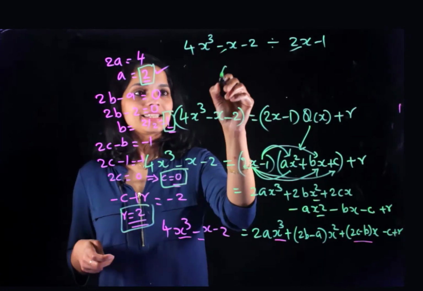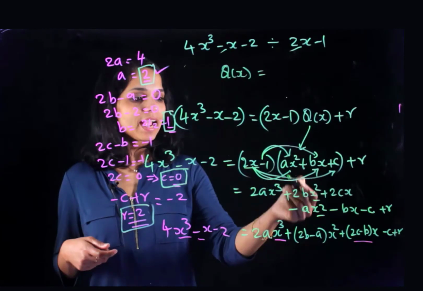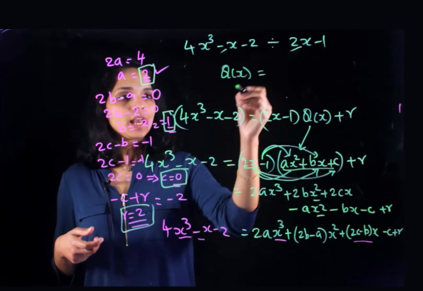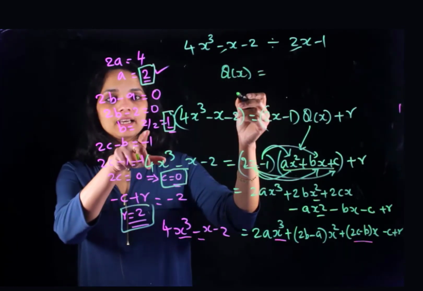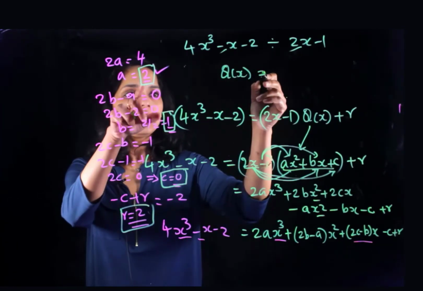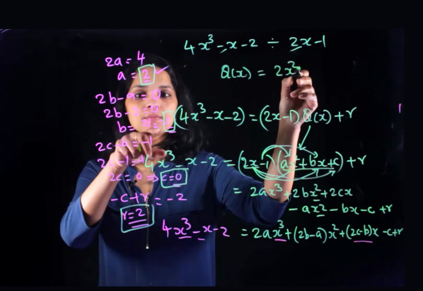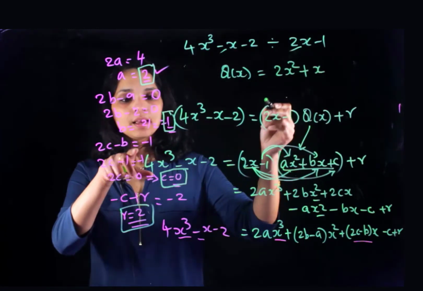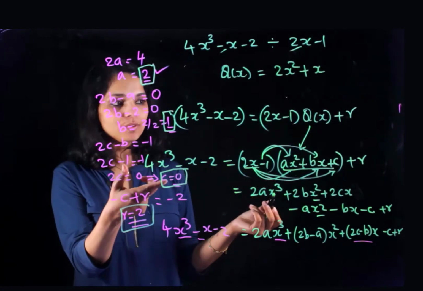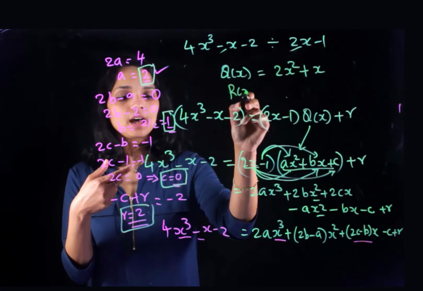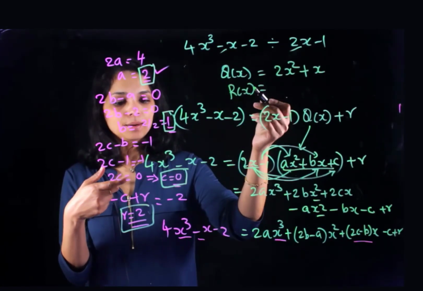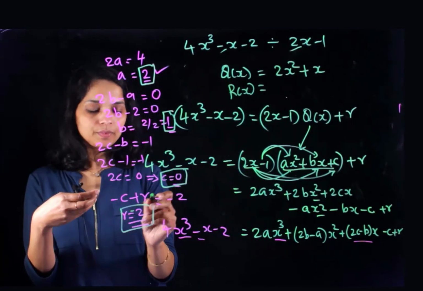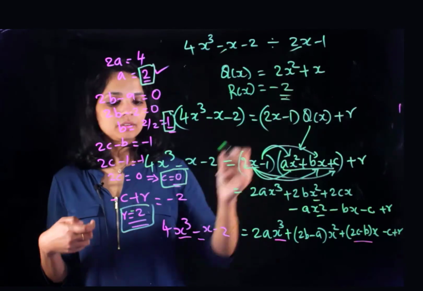So now the answer is q(x) equals ax squared plus bx plus c. a is 2, so it's 2x squared, and b is 1, so it's plus x, plus c is 0, and then the remainder r(x) equals minus 2. R equals minus 2. Okay.